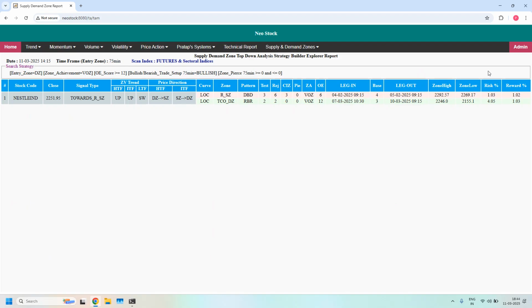So we got only one stock. Currently bullish trade setup for weekly income trade, and entry time frame is 75 minutes demand zone. It is already tested 2 times. Now let's verify this zone is having a daily demand zone confluence.